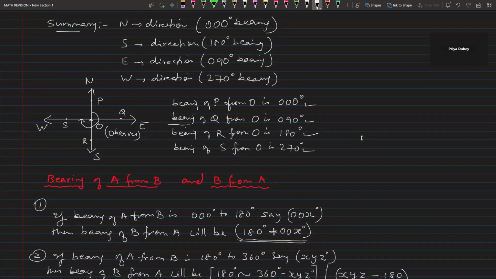Bearing of Q from O is 90 degrees. So 90 degrees is east. Q is on the east. 270 is here. Can you see? It is west. Right?